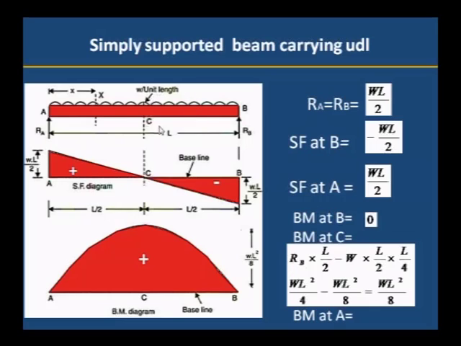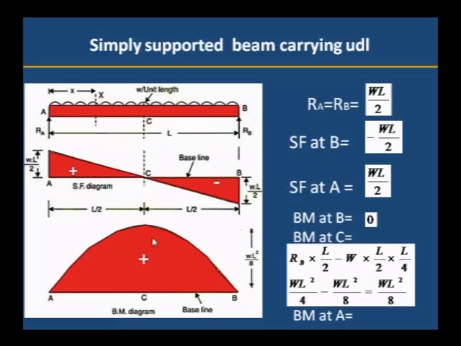Center means L by 2 is the load acting. Half of that center is L by 4. L by 2 into L by 2 is the half into half, that is L by 4. W into L by 2 into L by 4. Therefore, if we simplify this, we will get WL square by 8 is the moment at the C.